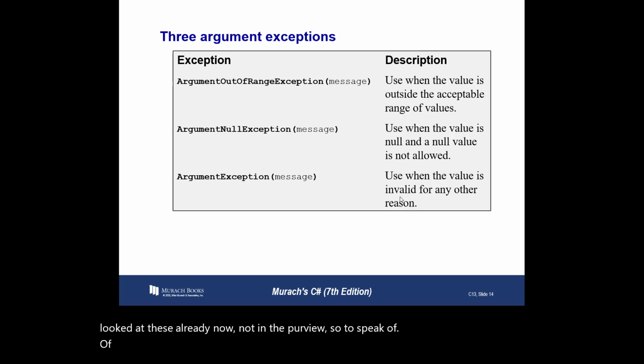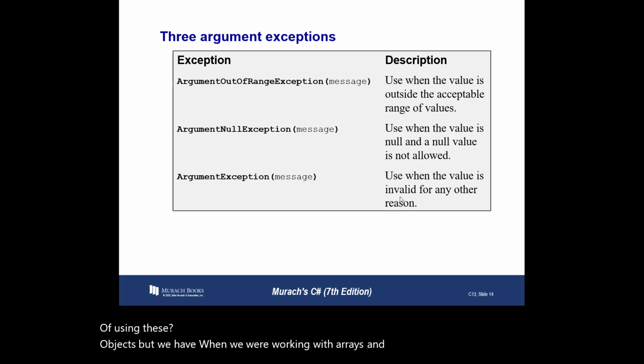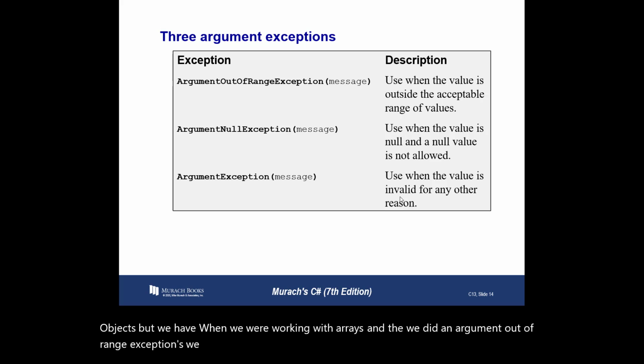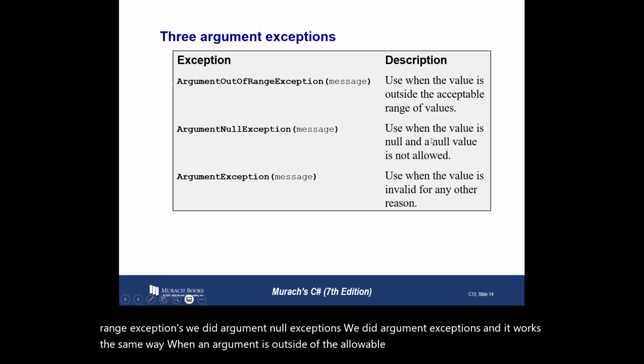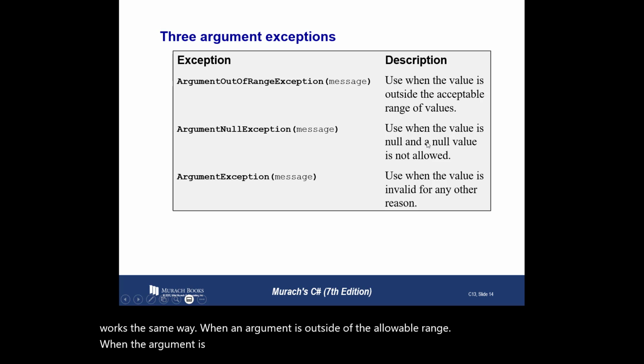using these with objects, but when we were working with arrays and the like, we did argument out of range exceptions, we did argument null exceptions, we did argument exceptions, and it works the same way. When an argument is outside of the allowable range, when the argument is not given, or when the argument is given but it's in some rotten form.